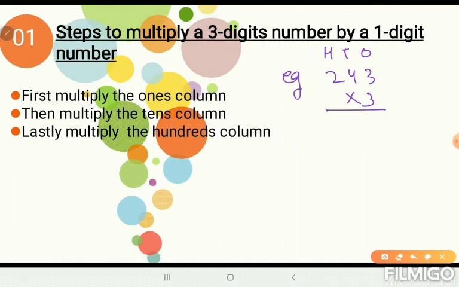The first step says multiply the ones column. What is there in the ones column? 3. So 3 threes are 9. Then multiply the tens column. What is there in the tens column? 4. So 4 threes are 12. 2 will come here and 1 will go up like this. And in the hundreds column we have 2. So 3 twos are 6 plus 1 is 7. So your answer is 729.